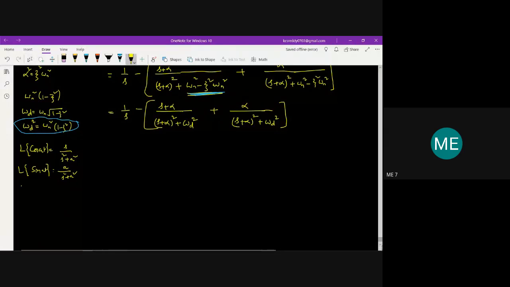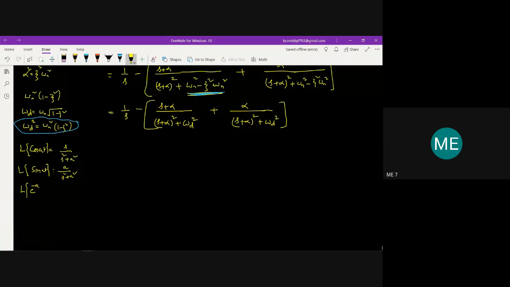So if I have the Laplace transformation of e power minus at cos bt, this is (s plus a) by ((s plus a) whole square plus b square). Similarly, the Laplace transformation of e power minus at into sine bt will be b by ((s plus a) whole square plus b square). So this is what we have in the equation.